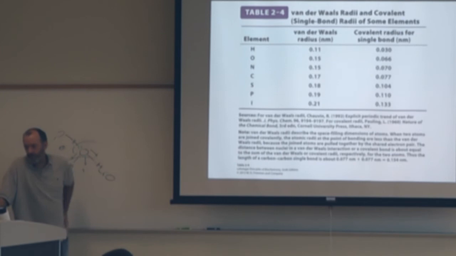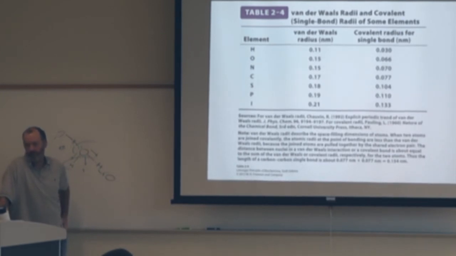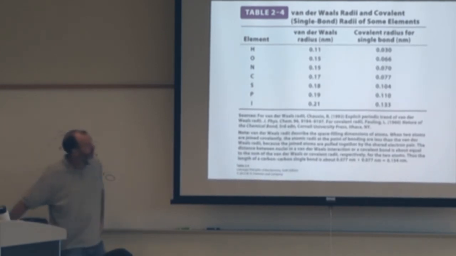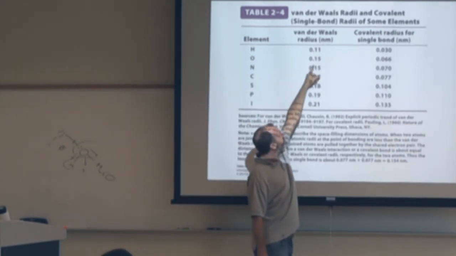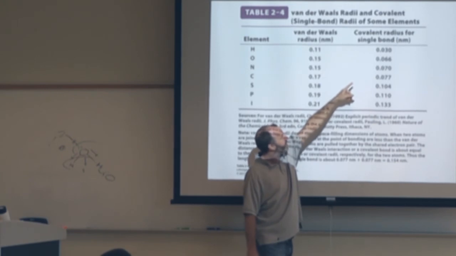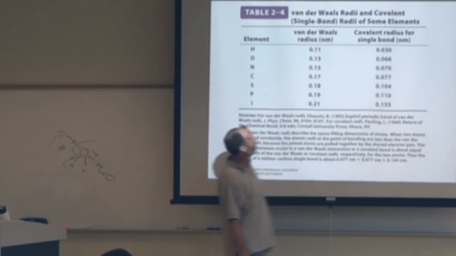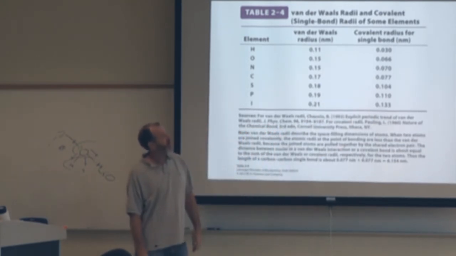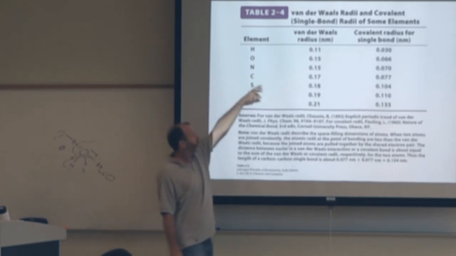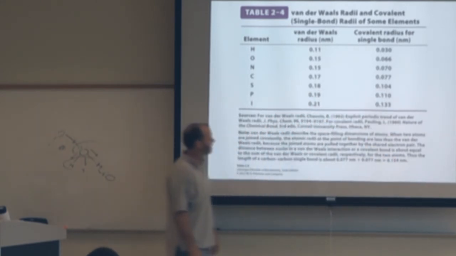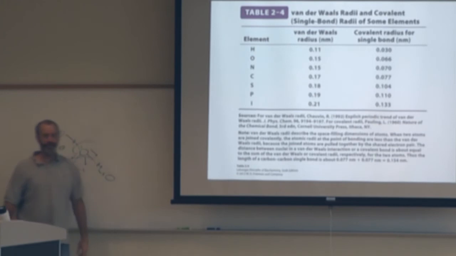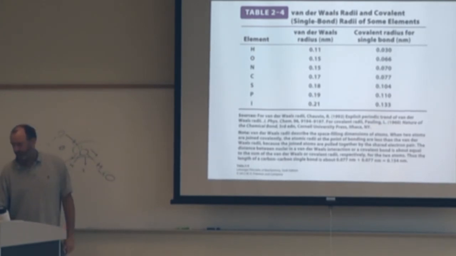And these are the van der Waals radii versus covalent radii for bonds. For hydrogen, 0.11 nanometers is the van der Waals radius versus 0.03 for a covalent single bond with hydrogen. It's like a third or a quarter of that almost. Oxygen is 0.15, whereas the covalent radius is 0.066, and so forth. You get the idea. The covalent bond is much stronger and closer than the van der Waals.